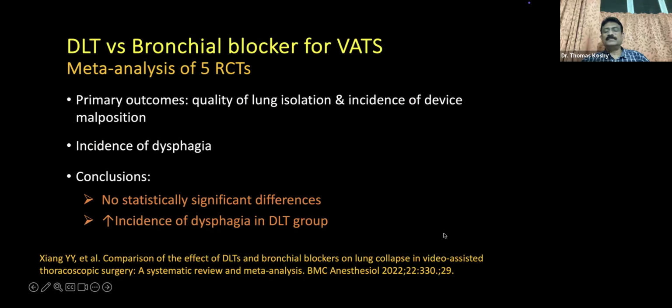This is another study which came in 2022 in BMC Anesthesiology. They compared the double lumen tube versus bronchial blocker for video-assisted thoracoscopic surgery, and this study is a meta-analysis of 5 randomized controlled trials. The primary outcomes measured were quality of lung isolation and incidence of malposition. Again, complications were studied, such as the incidence of dysphagia. The study concluded that there is no statistically significant difference between the blocker and the double lumen tube, but the incidence of dysphagia was higher in the double lumen tube group.